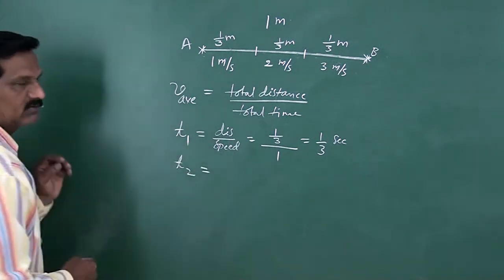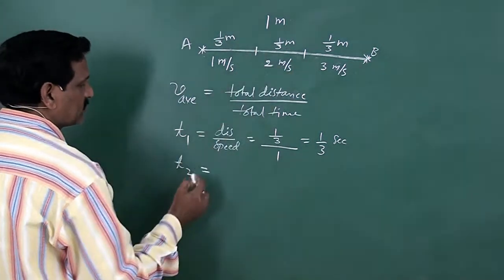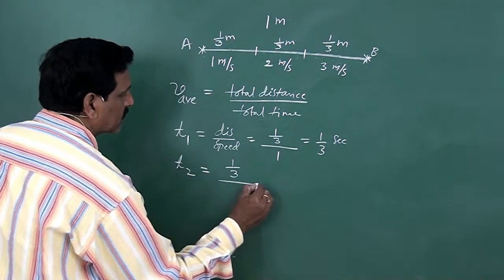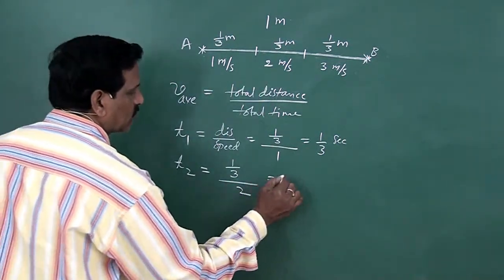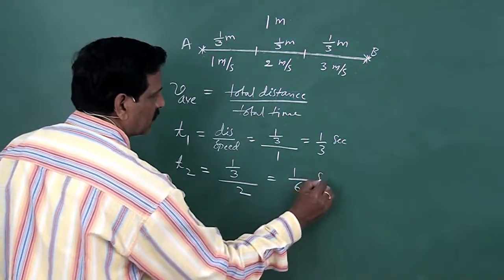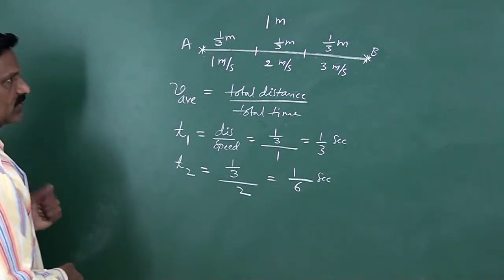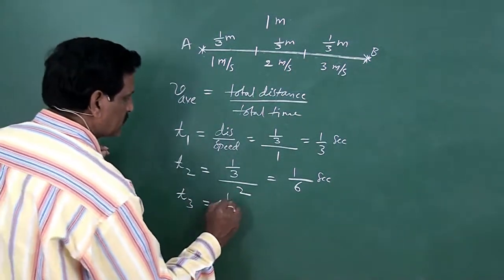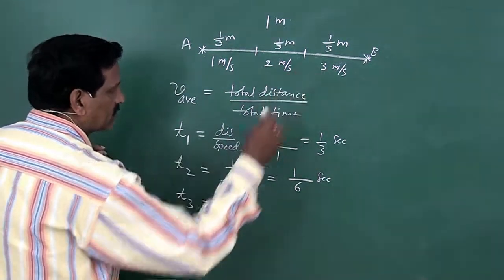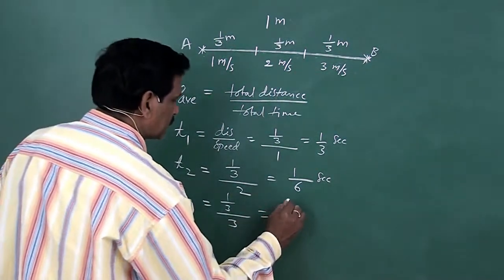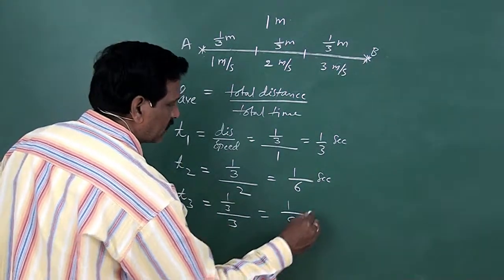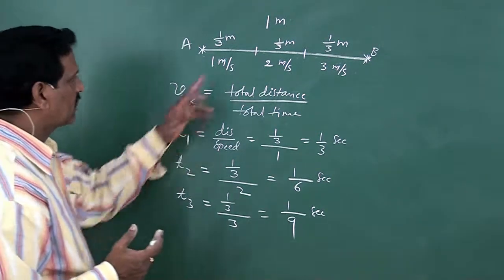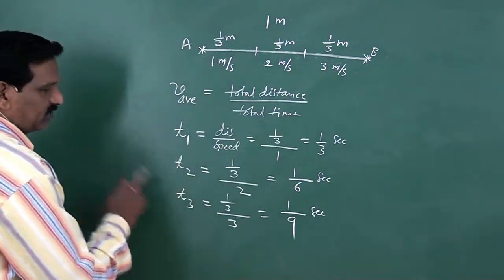Similarly you have T2. So T2 is, in the second part, time taken is equal to distance by speed. Here distance is 1 by 3 again, and here speed is 2. So 1 by 3 into 2, 6, 1 by 6 second. Similarly for the third case, time taken T3 is equal to distance 1 by 3 meter by here speed is 3. So hence this is 1 by 3 into 3, 1 by 9 second. In this way we have to calculate times taken. So T1, T2, T3.